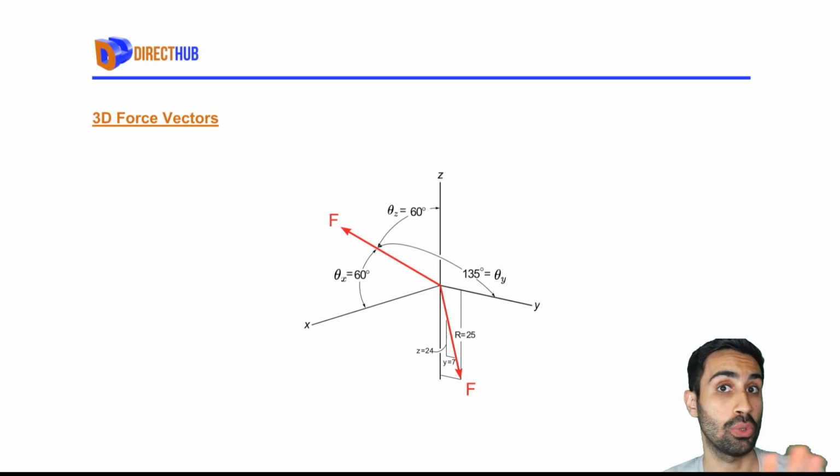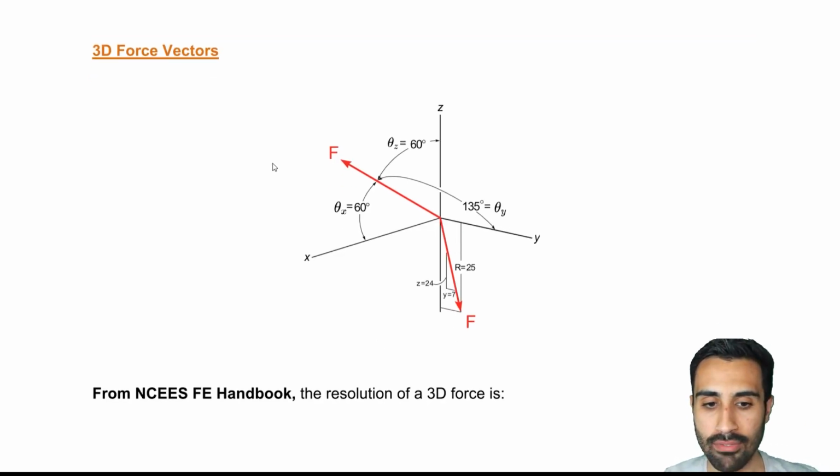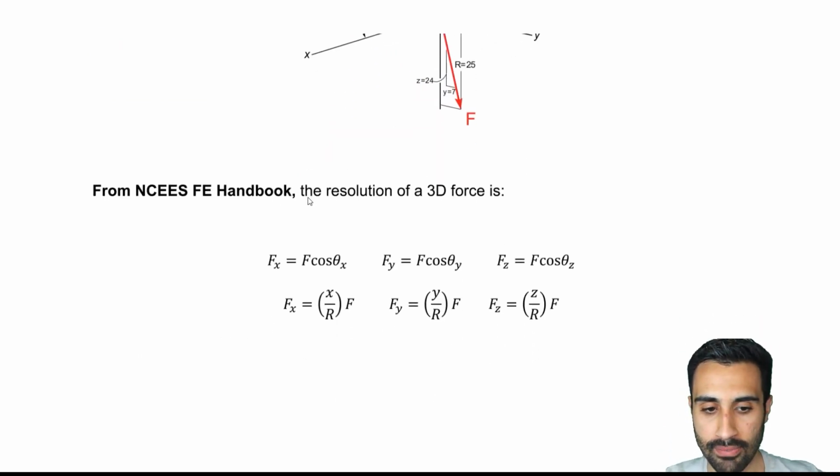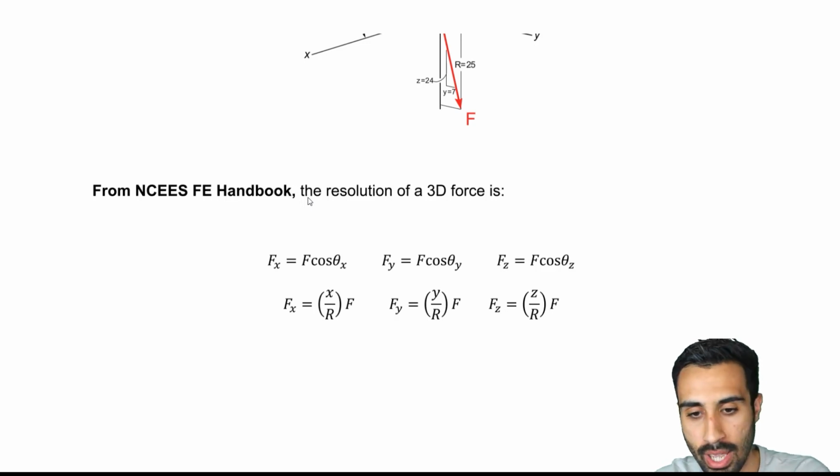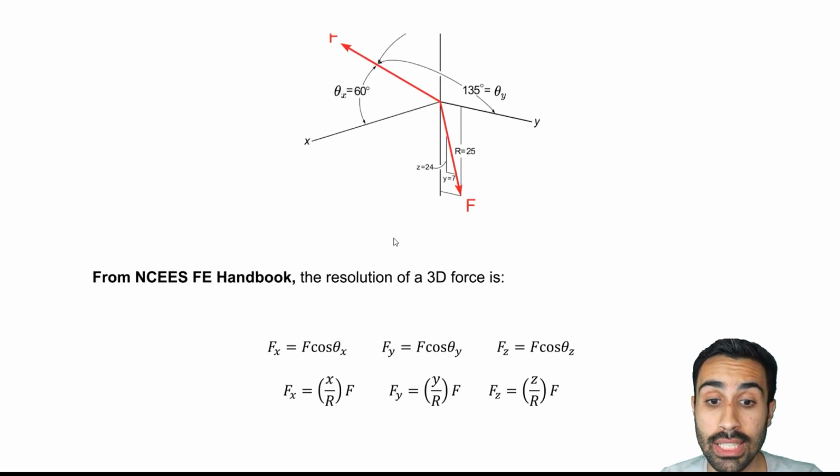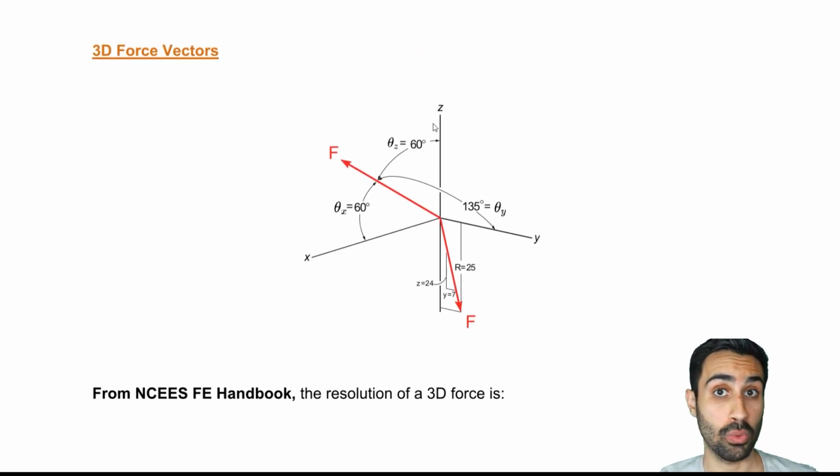3D force vectors. So let's look at these. Let's say we're given this diagram, and what we're going to do is relate it to the FE handbook equations. From the latest FE handbook, we're given this Fx. They say it's F, the total force, cosine of theta x. Fy, F cosine of theta y. Fz, F cosine of theta z. And the z is introduced because we're working with 3D. In the past, it's 2D, x and y. Now we have 3D with the z.